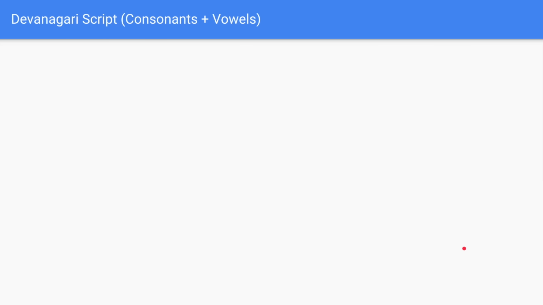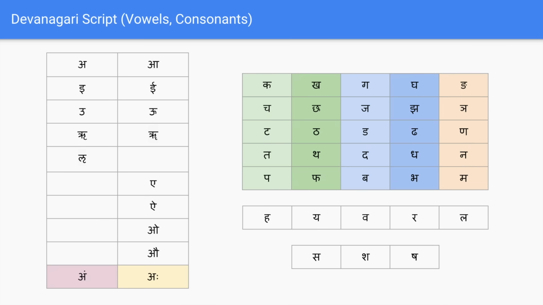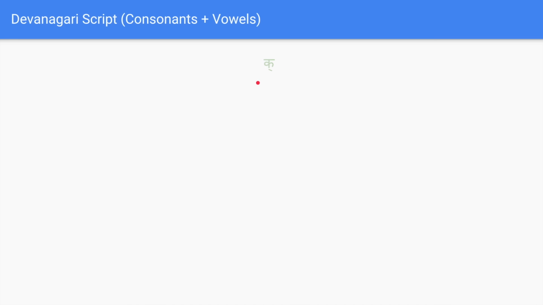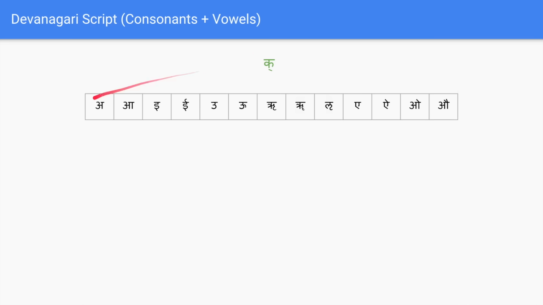So if you take any consonant, it cannot be used alone; it must be joined with a vowel to make a sound, to pronounce it. So let me take k. K is the ka we have seen. So the actual letter is k, and if you add the vowels to k, then that k becomes pronounceable.